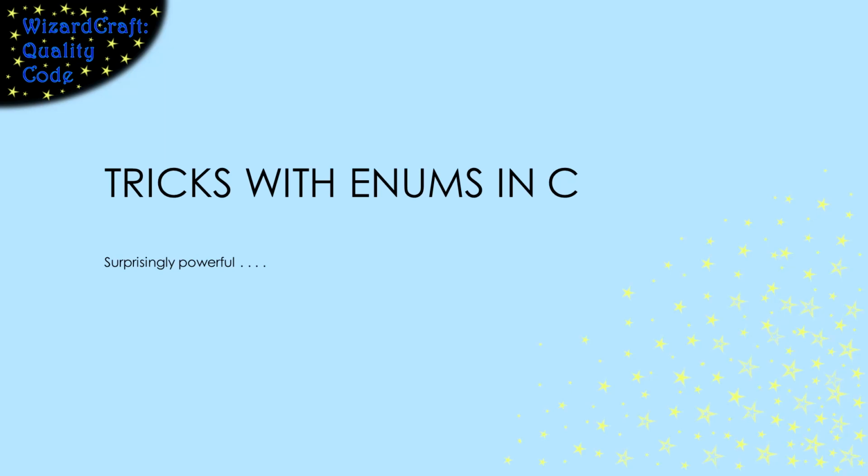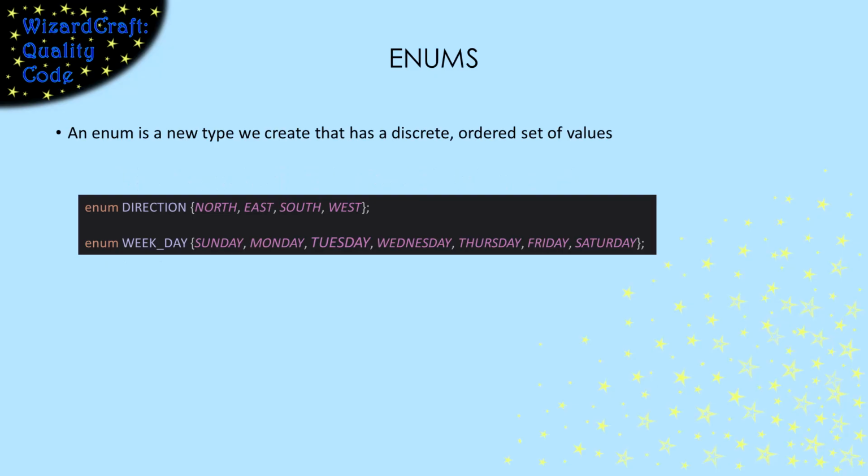Enums in C are surprisingly powerful tools if you know how to use them correctly. An enum is a new type that we're declaring that specifies a discrete list of ordered values. For example, we can create an enum named direction that contains north, east, south, and west, or one named weekday that contains the days of the week. Let's play with these to see some of the magic that you can do with enums.